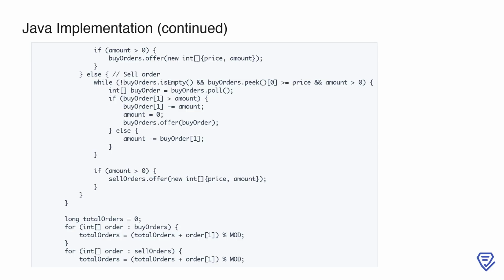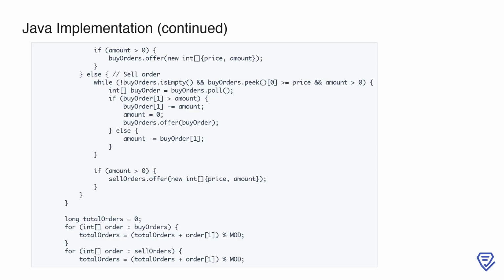If the buy order has more quantity than the sell order, we reduce the buy order's quantity and reinsert it into the heap. Otherwise, we consume the buy order completely and decrease the sell order's quantity. If the sell order still has some unfulfilled quantity after the matching process, we add it to the sell orders heap. At this point, all the orders have been processed, and we calculate the total number of unfulfilled orders remaining in both heaps.